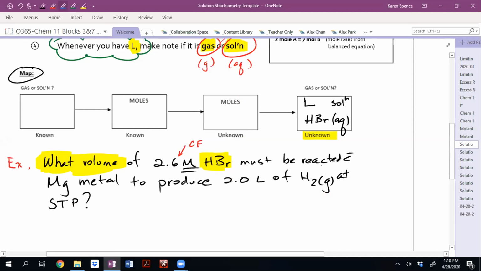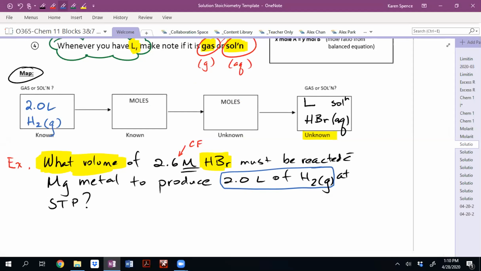Yeah, those 2 liters of H2 gas. So our known substance is 2 liters of H2. And I think it should be pretty obvious from the fact that there's a G beside it that this is a gas. So we're going to use the 22.4 liters for a conversion factor there.